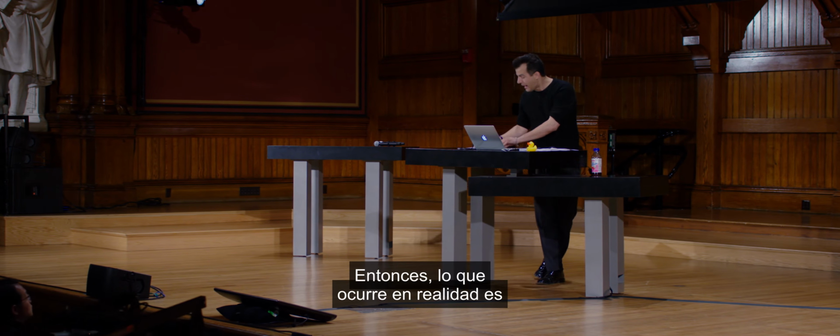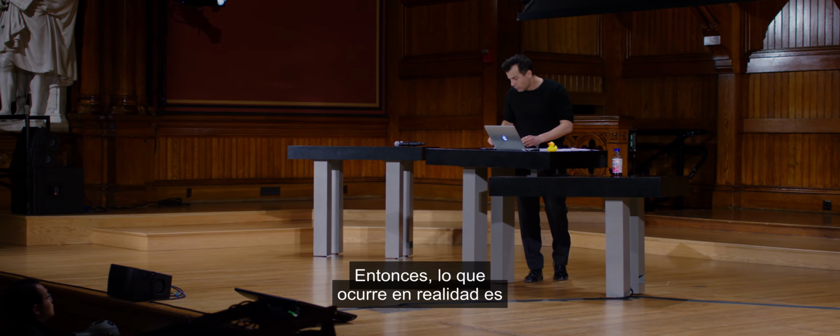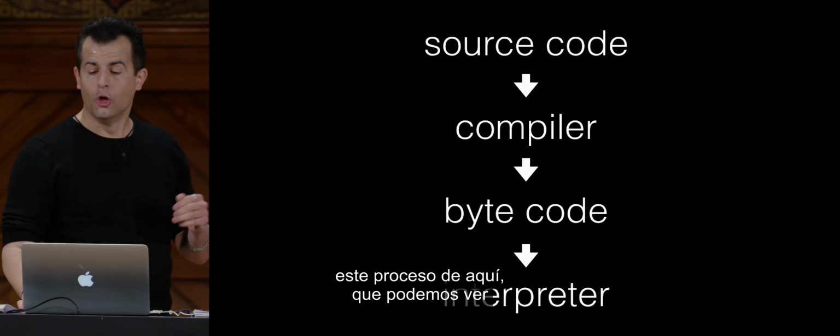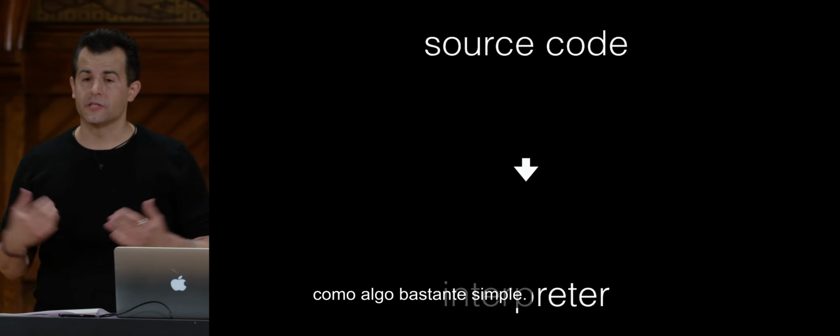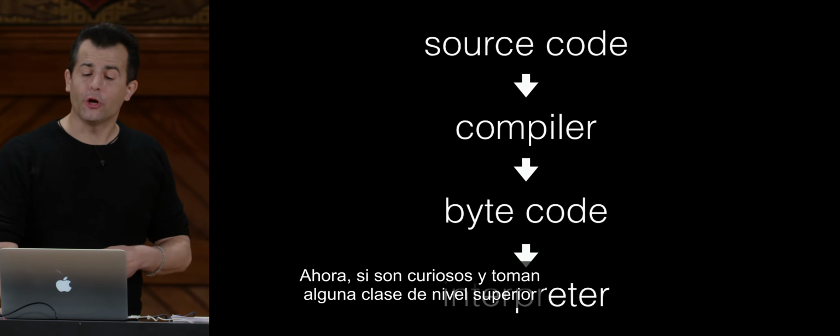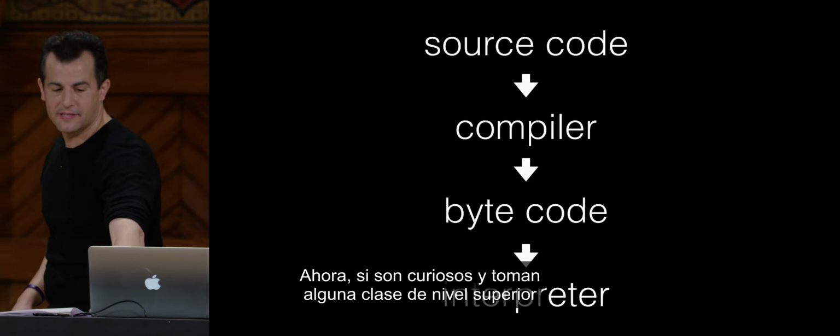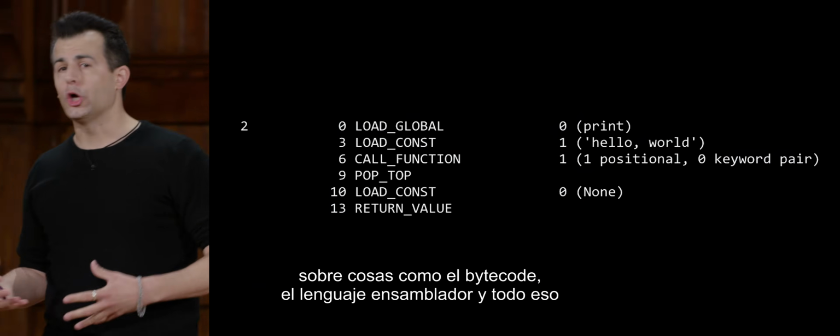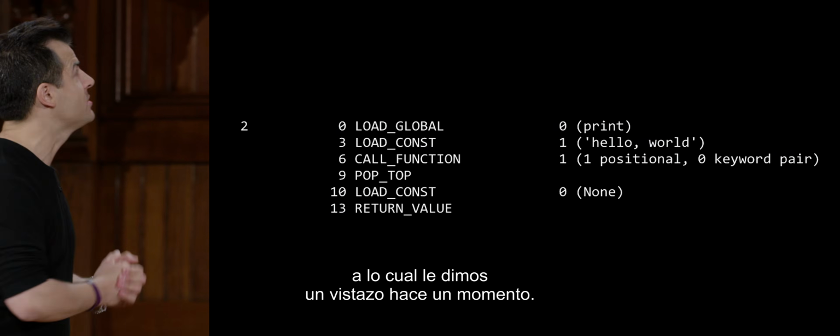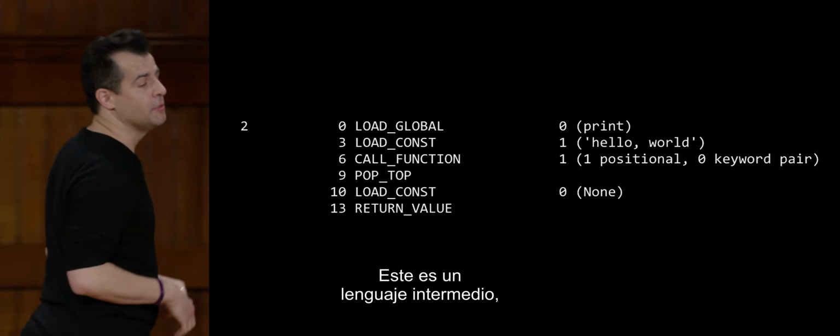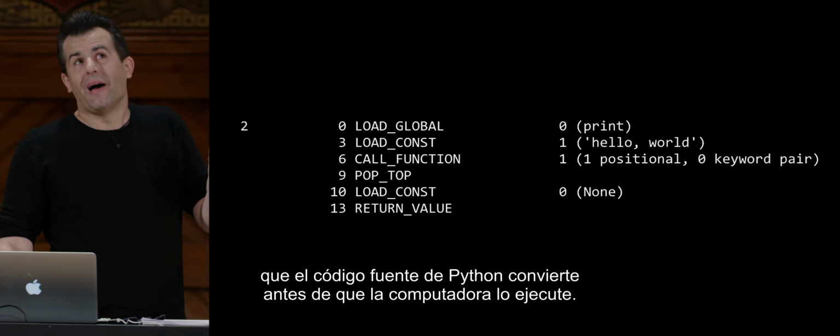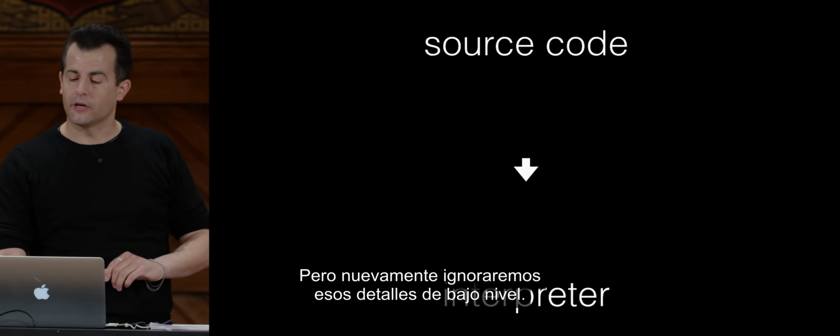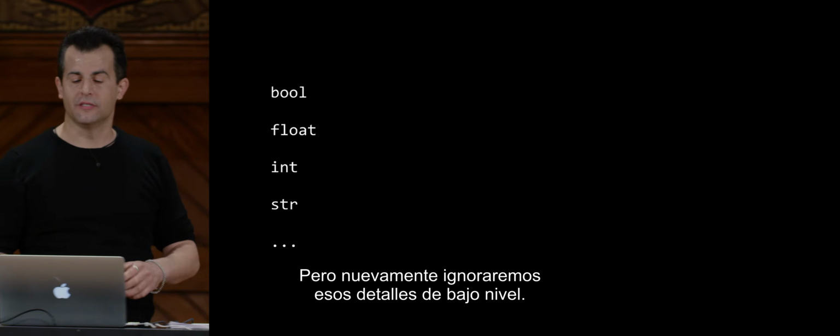So whereas in actuality, what's going on underneath the hood is this process here, we can start to think about it as really something quite simpler. Now, if you're curious, and if you take some higher level class, like CS51 or another, you'll actually talk about things like bytecode and assembly code and the like, and we saw a glimpse of the latter a bit ago. This happens to be an intermediate language that Python source code is converted into before it's run by the computer. But again, we're going to turn a blind eye to those lower level details.